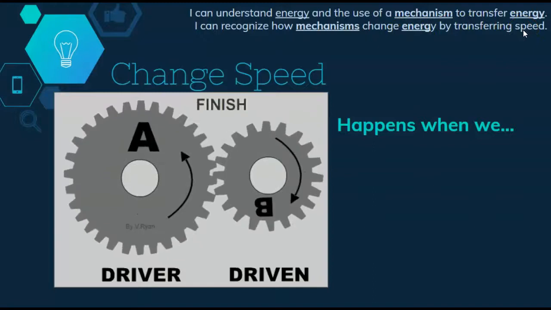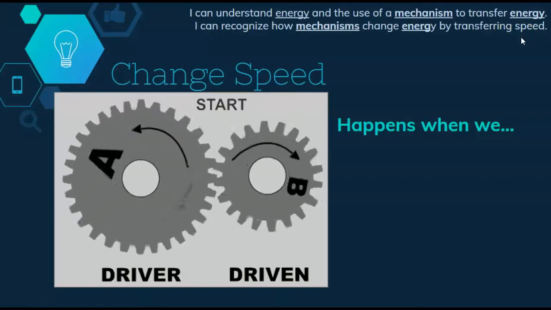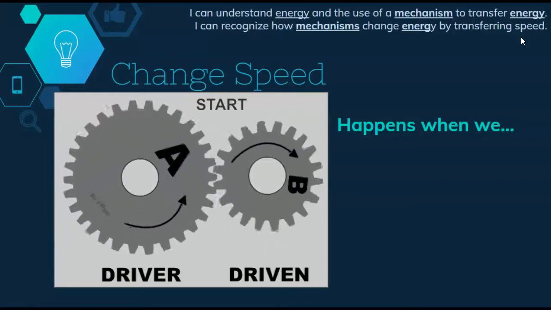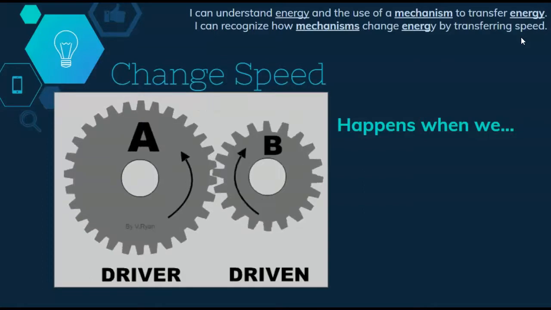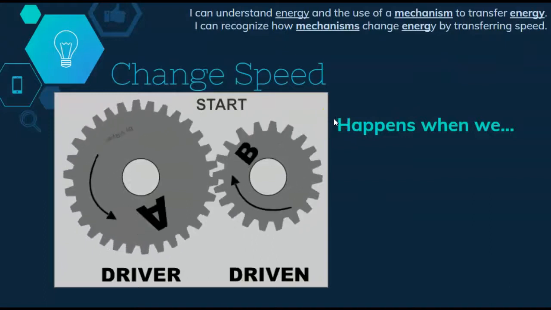Hopefully, as I was reading those two learning targets, you are watching the two gears in the GIF rotate. These two gears are rotating in opposite directions, but they're not changing the type of movement. The question we're asking is, are they changing the speed of the movement? Are you watching the two gears spin in opposite directions, but at different speeds?